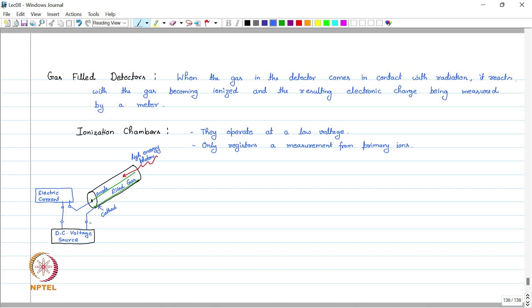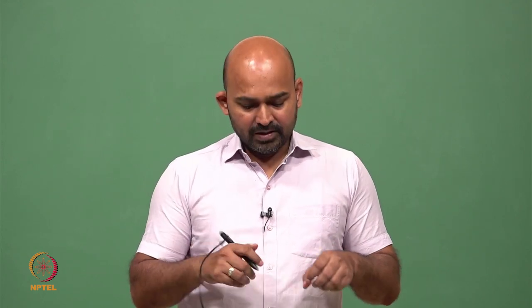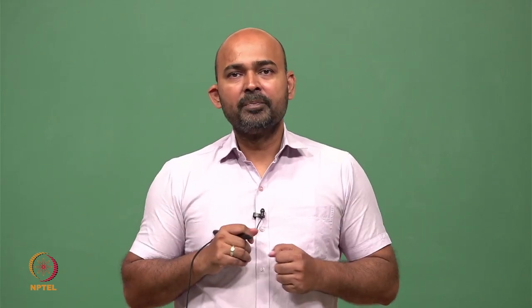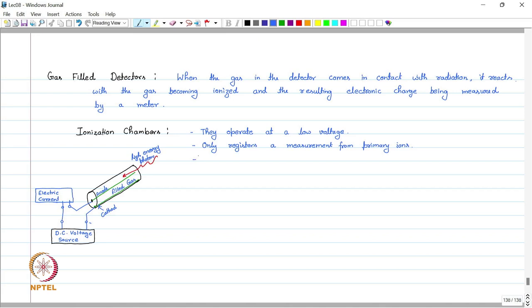Primary ions means how many photons are received. Those are the primary ions, which are created when the photons convert the gas into ionized gas. So let's say 100 photons come in and they give rise to 100 charged particles in this cavity. Those 100 are called the primary ions, and this setup registers only that, because those 100 charged particles will reach the anode and cathode and give rise to a current proportional to 100 photons. So that's why it registers a measurement from primary ions. Because it registers only the primary ions, the measurement that the detector records is directly proportional to the number of ion pairs created.